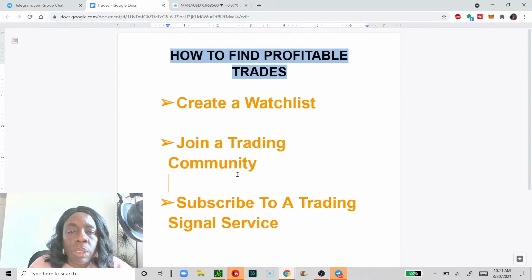Okay, so join the trading community, and thirdly, subscribe to a trading signal service. Now, trading signals are only as good as you who is receiving the signal. If you're not good at making your analysis, or analyzing your signals or anything you hear about, you can easily get burned by using a trading signal.